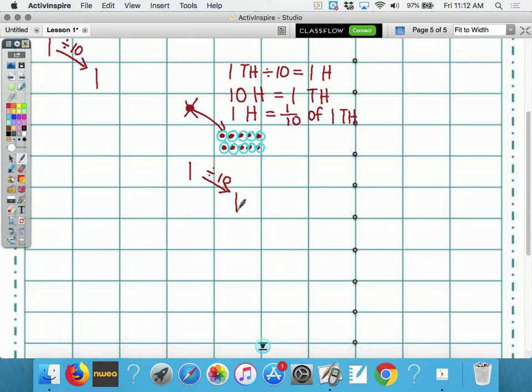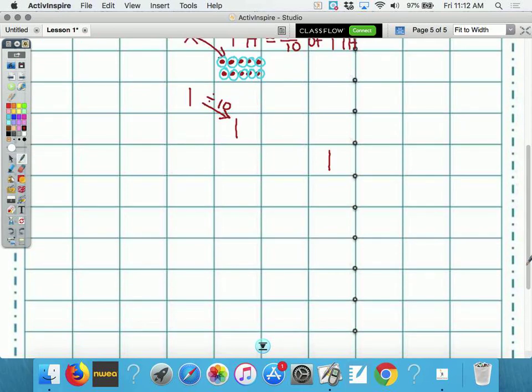Okay. Now let's skip over to the ones place. And let's forget this 4th grade way of dots. Let's do it the 5th grade way. So put a 1 in the ones place. And let's divide that by 10.